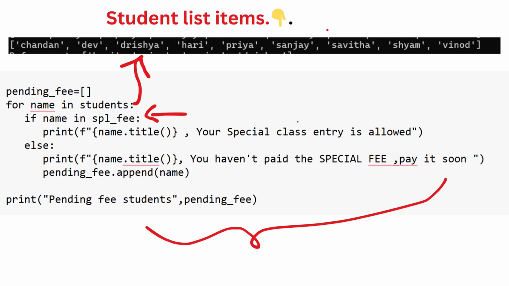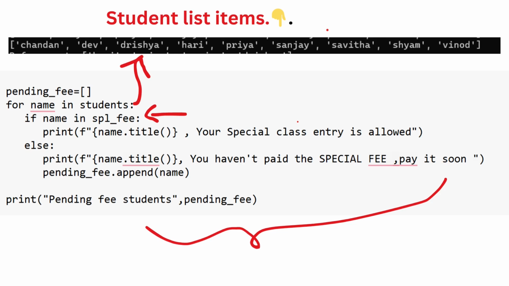Once again the program control goes to the for loop, and the third value from the students list is Drishya. For Drishya in students, it is once again checking if Drishya is in the special_fee category. On checking, yes, Drishya is already there. So the if condition test gets passed and this print statement will be executed. So here: Drishya, your special class entry is allowed.